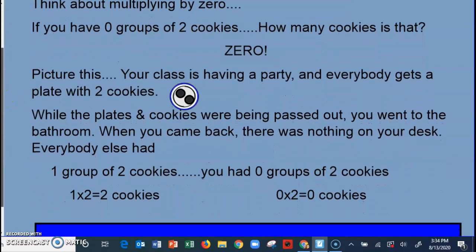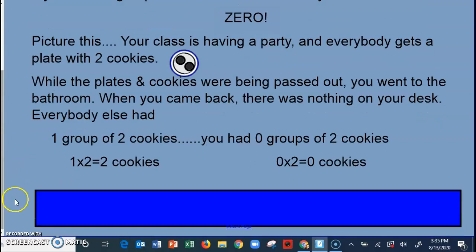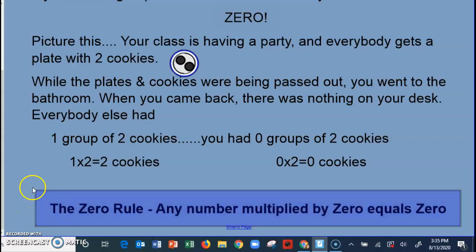So if you picture it this way, your class is having a party, and everybody's going to get a plate with 2 cookies on it. While they're passing out the plates and cookies, you go to the restroom. When you come back, there's nothing on your desk. Everybody else has 1 plate and 2 cookies. They have 1 group of 2. They have 2 cookies. You have 0 groups of 2. You have 0 cookies. Now, I'm sure somebody's going to get you a cookie, but just for our example, you don't have cookies. That brings us to our first rule.